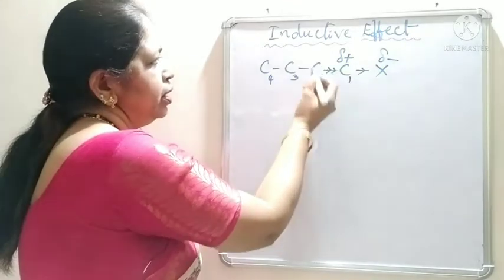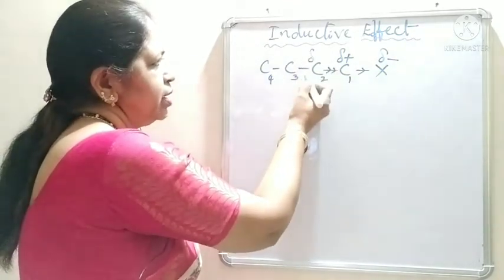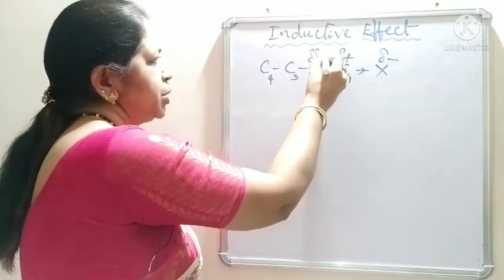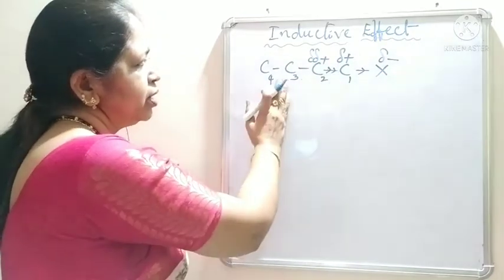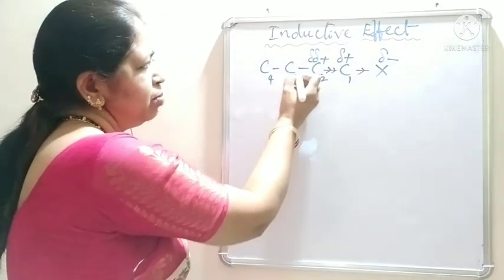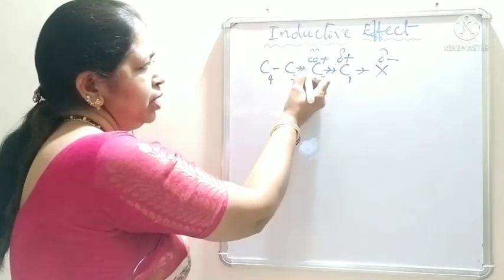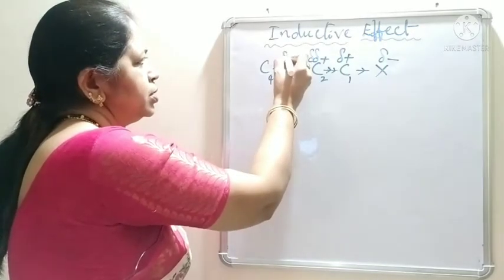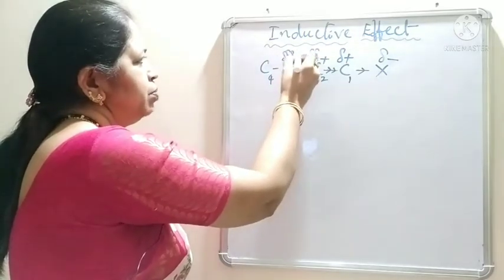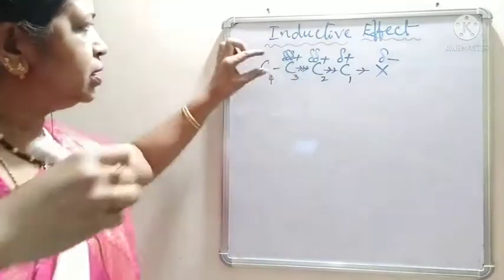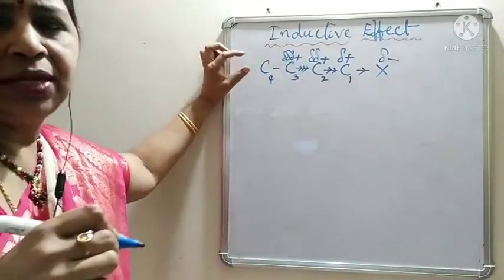Here the second carbon also develops a partial positive charge and it continues to the third carbon also. So, this sigma bonded pair also moves towards the right side. Here also it develops a partial positive charge, and after the third carbon the inductive effect is negligible.